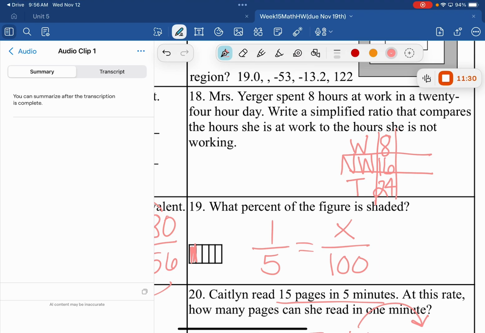And so you're setting up something for the hours. What is it? Compares the hours. So we want to know work to not at work. And so you can pull the numbers from over there and make your simplified fraction, or make the fraction, and then you have to simplify it.